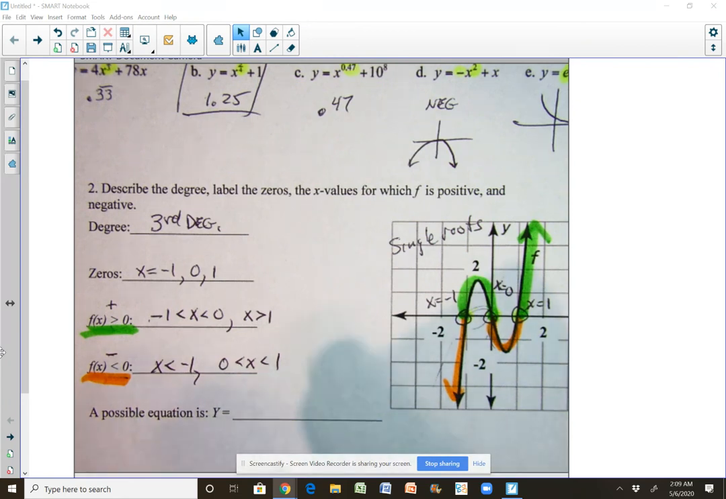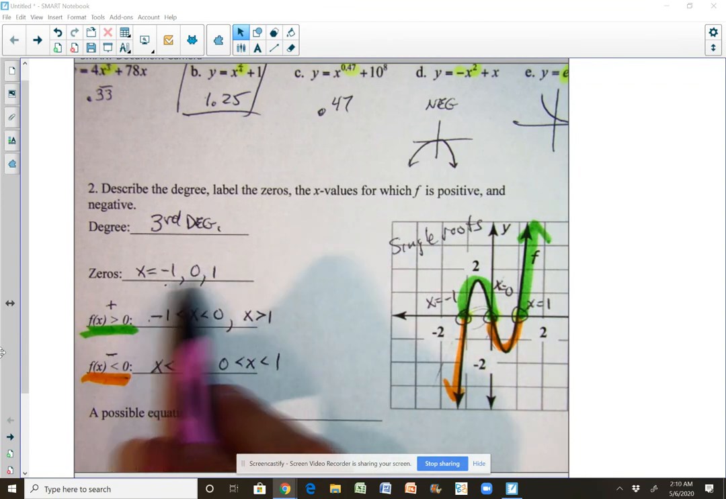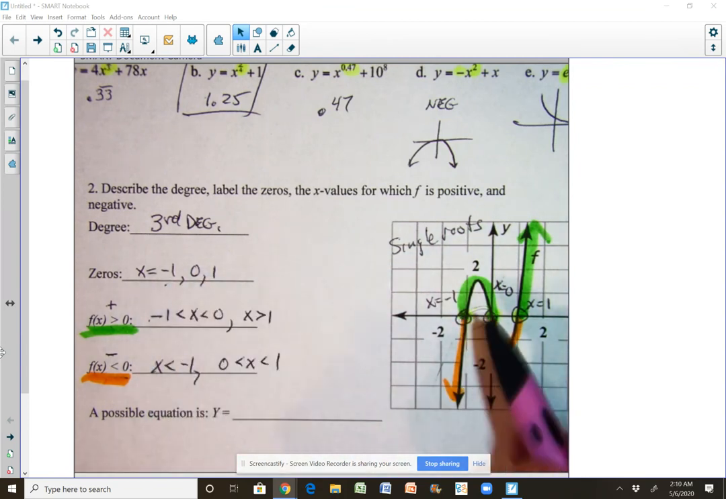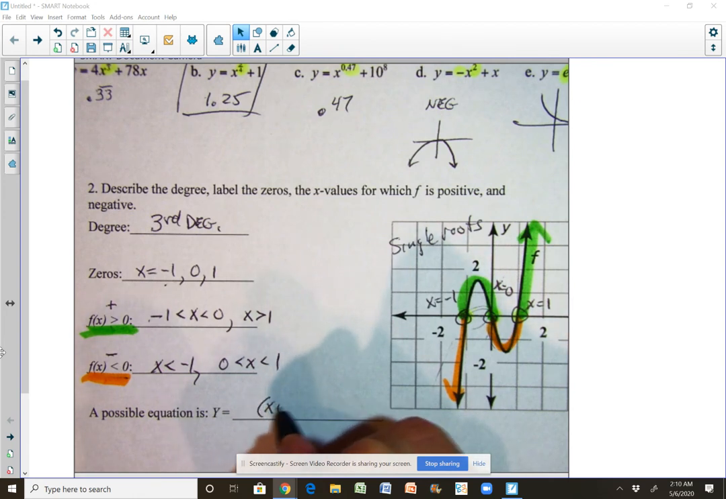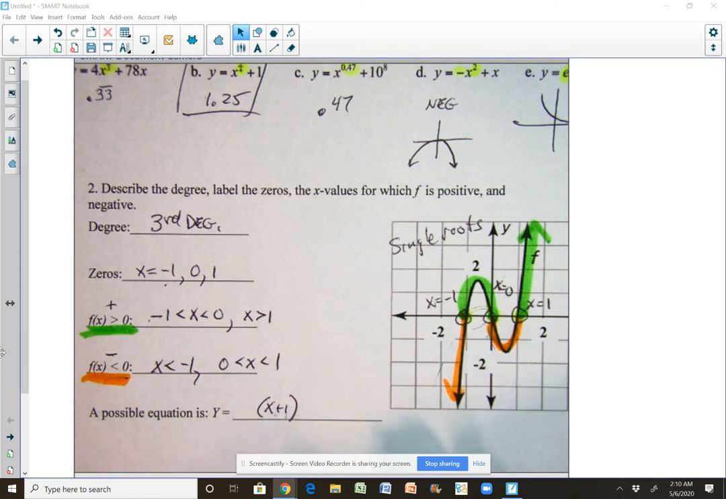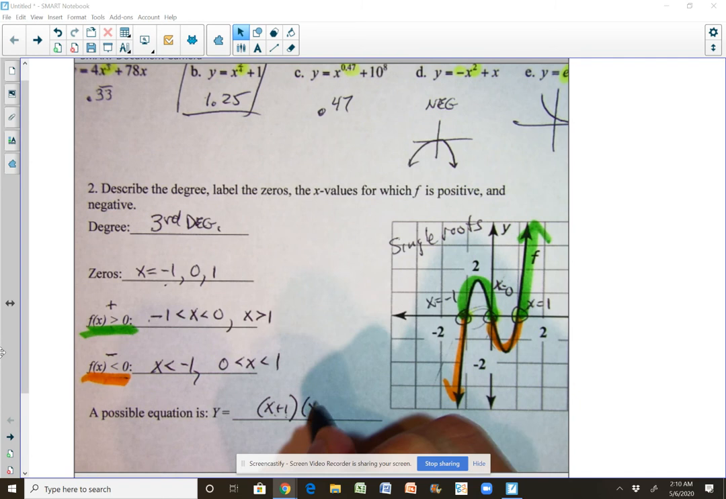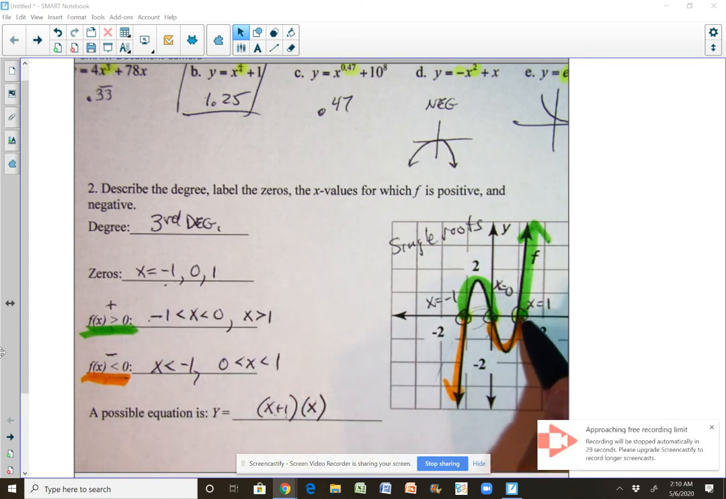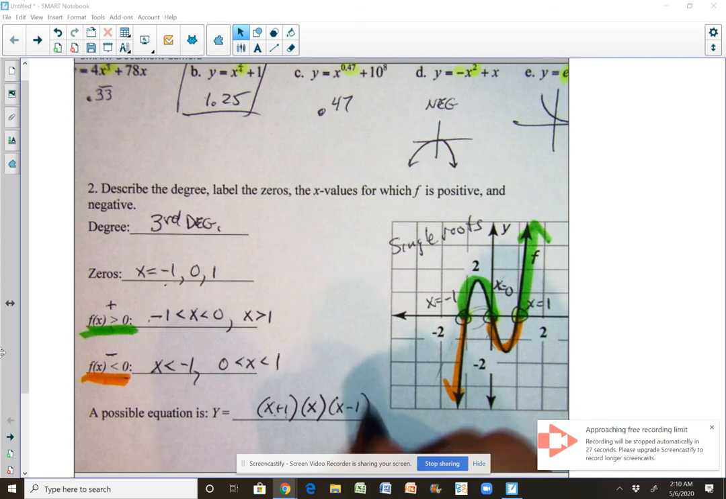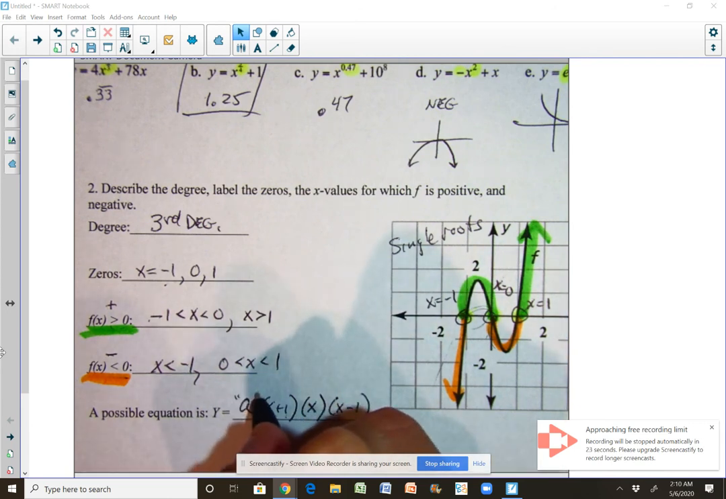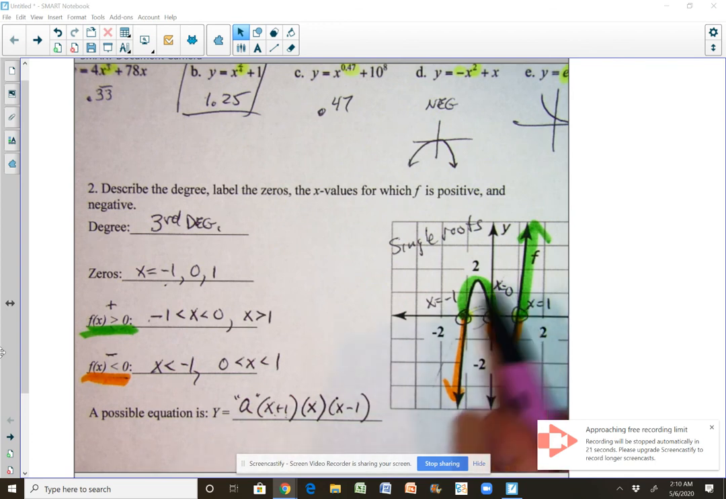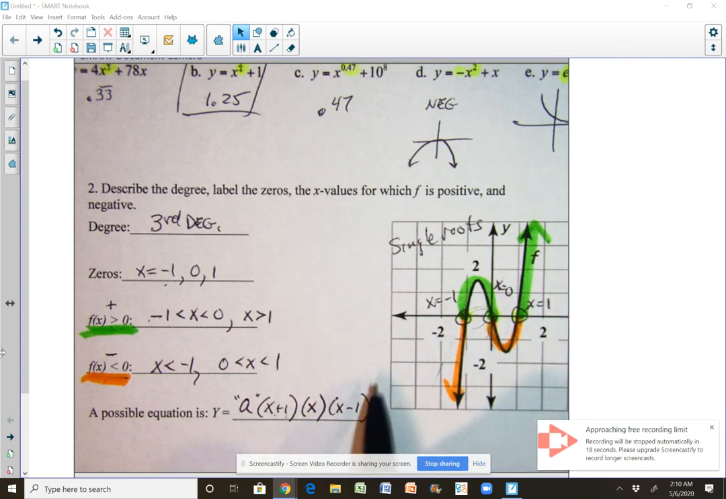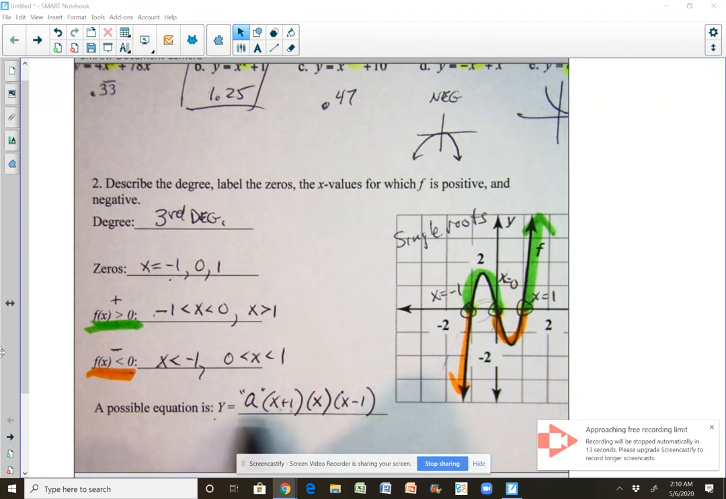A possible equation, well, each of these 3 roots up here are going to create factors. So this root at -1 creates a factor of x plus 1. Remember, it's x minus the root, so x minus -1 is x plus 1. We also have a root of 0, so technically that's x minus 0, so that's just x. And then the last one is a +1, so that's going to be x minus 1. And then remember, there's always that coefficient in front here, but in order to solve for that coefficient, we would need another coordinate to plug in for the x and y values to solve for that equation. So for now, a possible equation would be this equation with any positive leading term.